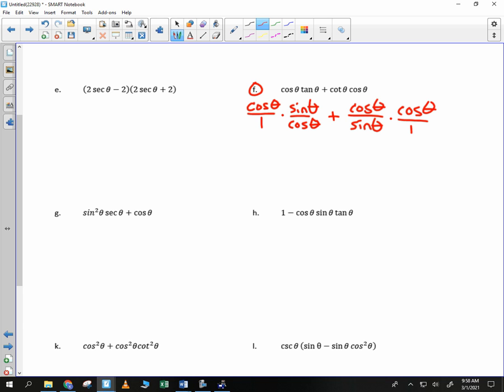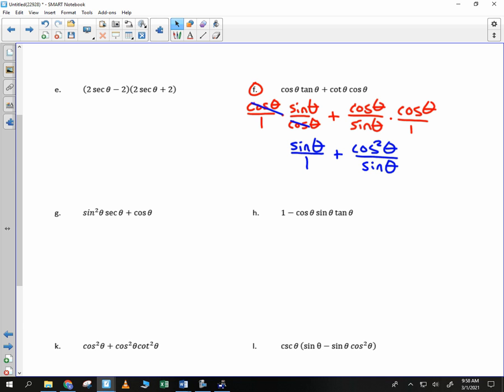All right, let's just look at that basic expression first. You see anything that's going to cancel? It turns out that these cosines do cancel. But that's about it. And my new expression is sine of theta over 1 plus cosine squared of theta over sine of theta. A lot of people get to that point, but then they get lost.